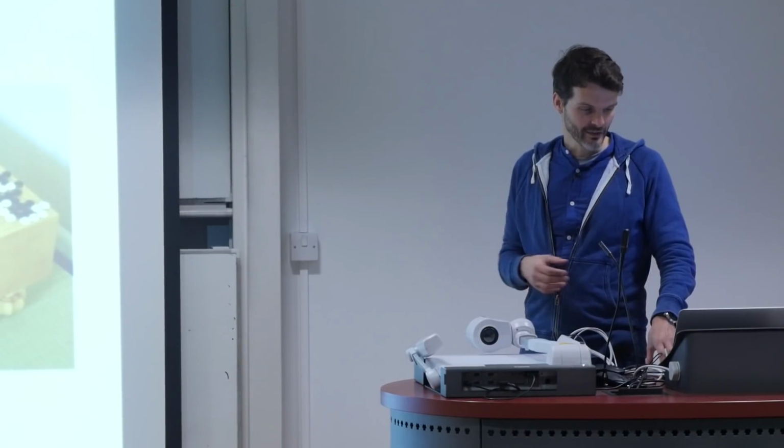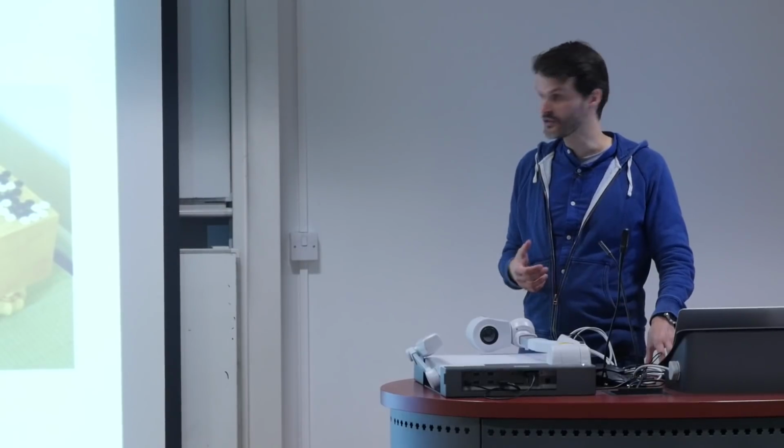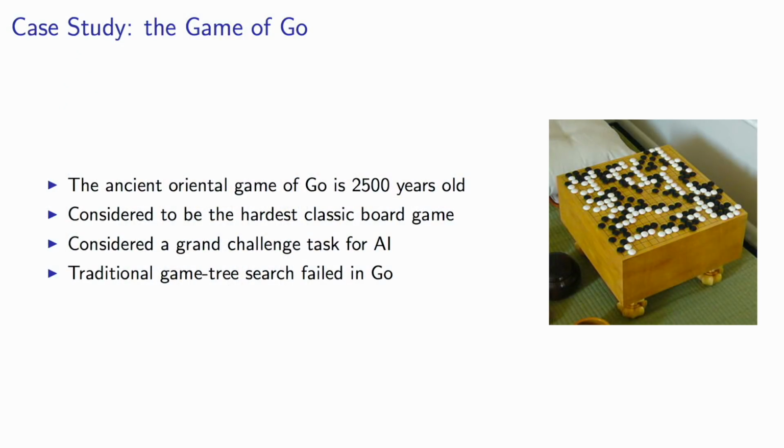And so this was applied to Go, for which building a full tree is just too big. The branching factor is hundreds of potential moves, so only a few plies deep and you're already completely lost in terms of compute.